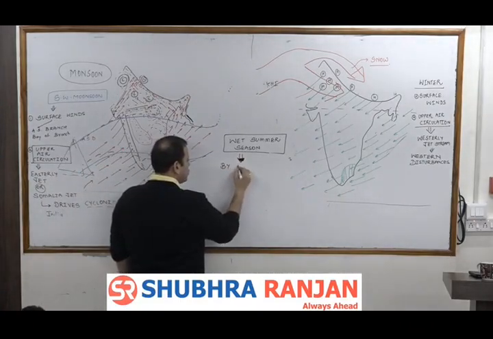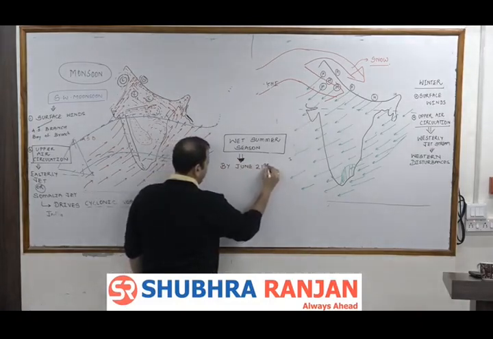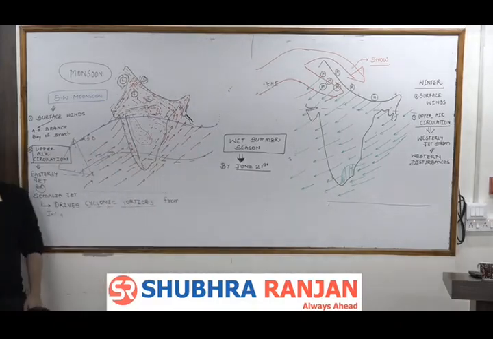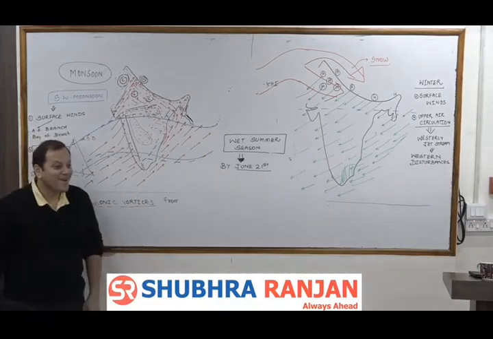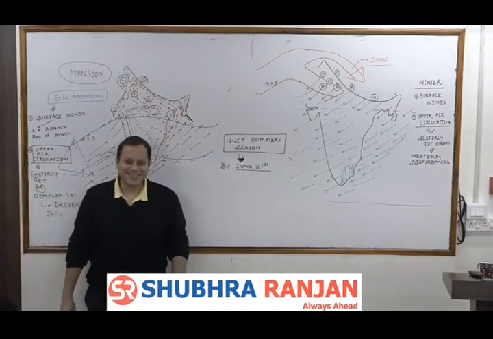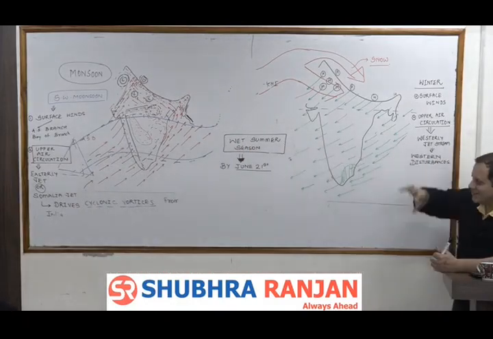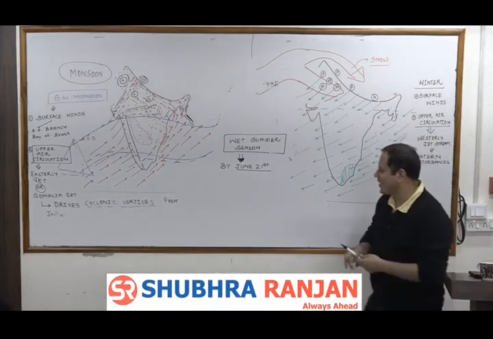By June 21st, what happens on June 21st? International Yoga Day. Summer solstice. That is where the sun comes. The sun comes here on the Tropic of Cancer.